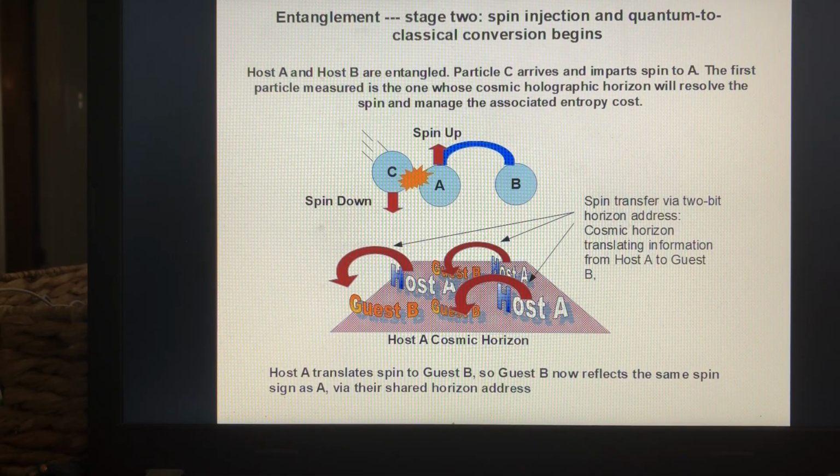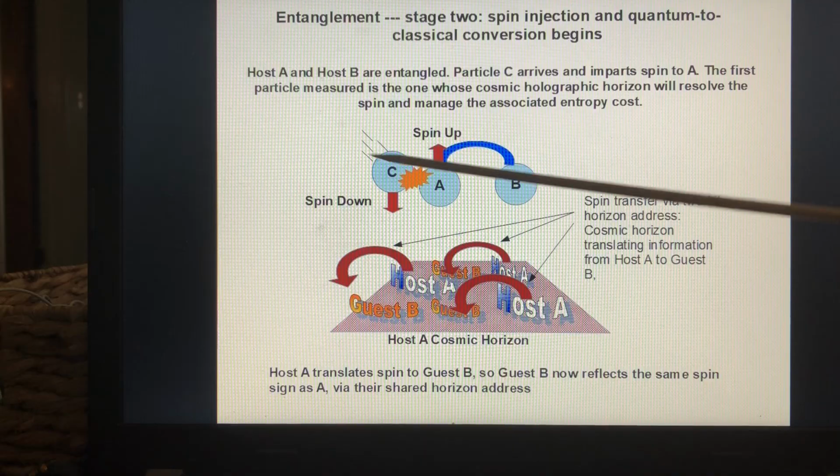Stage 2, spin injection and quantum to classical conversion. So host A and B are entangled. Particle C arrives and imparts spin to A. The first particle measured is the one whose cosmic holographic horizon will resolve the spin and manage the associated entropy cost.